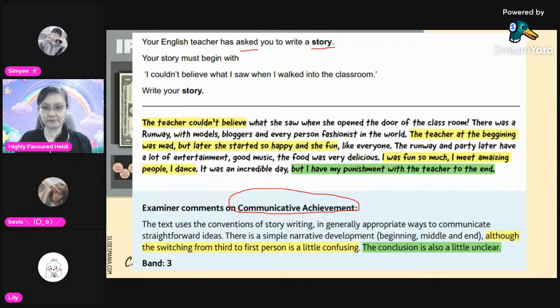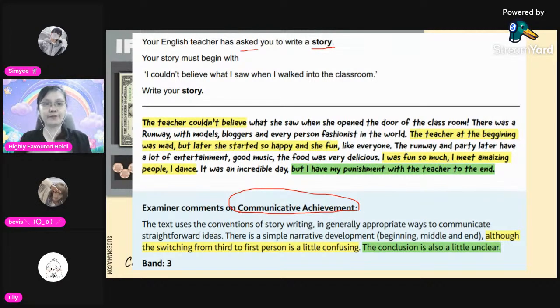Okay, let's have Bevis. Bevis, can you read the comment for communicative achievement? Examiner comments on communicative achievement. The text uses the convention of story writing in generally appropriate ways to communicate straightforward ideas. There is a simple narrative development, beginning, middle, and end, although the switching from third to first person is a little confusing. The conclusion is also a little unclear. Band 3. Hmm, band three.